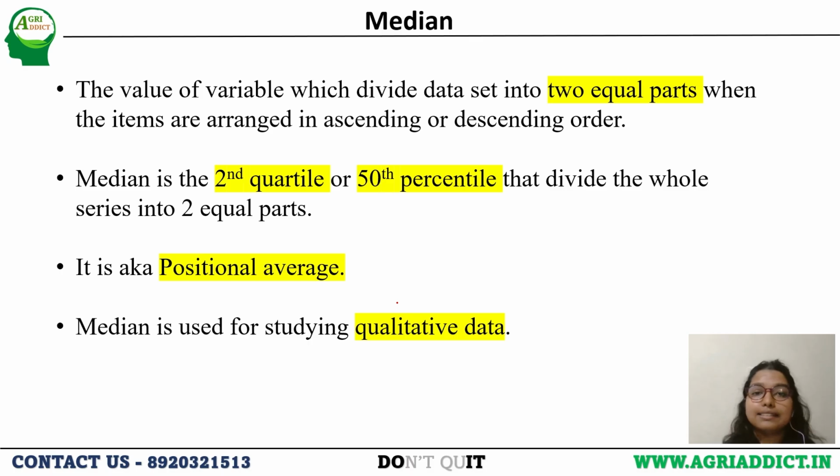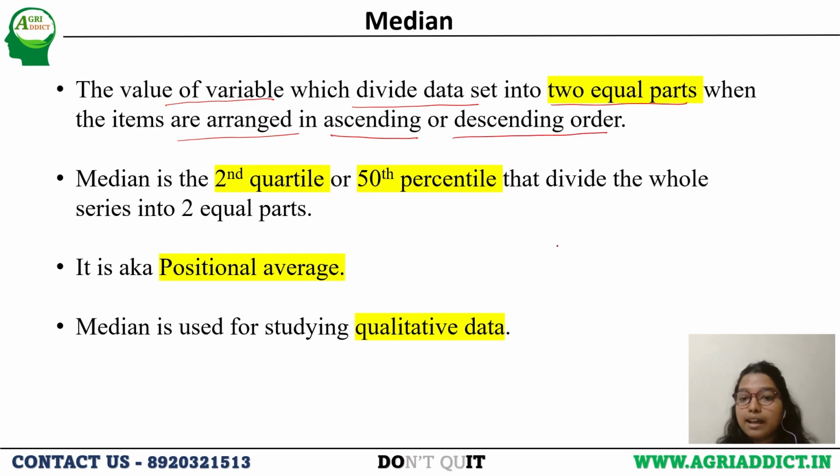Okay, next is our median. It is the value of a variable which divides the data set into two equal parts when the items are arranged in either ascending order or descending order. Say this line is a data set, and we have to divide it into two equal halves. The value which divides it into two equal halves will be termed the median.